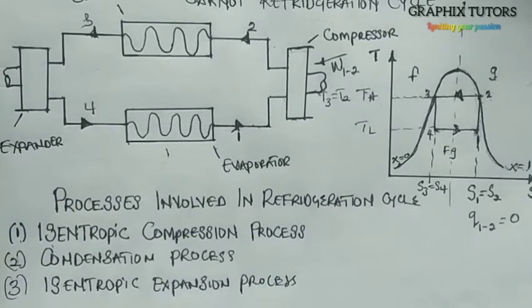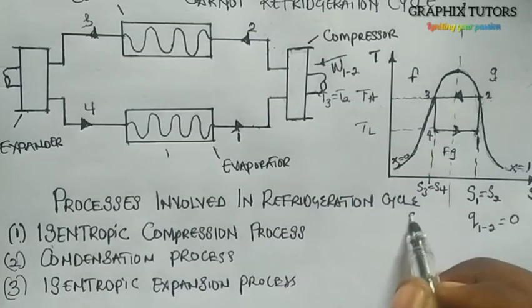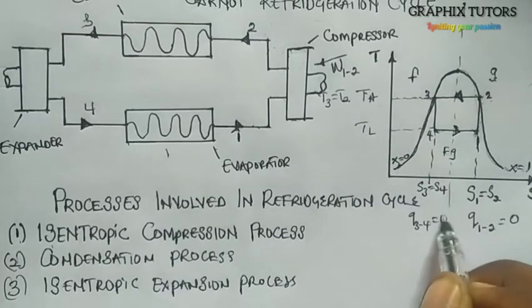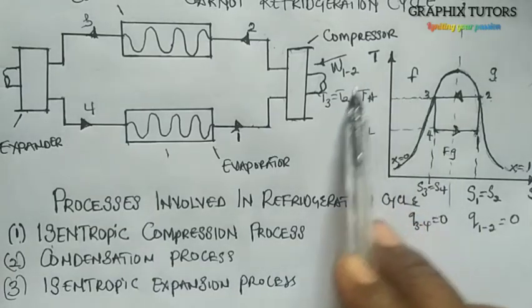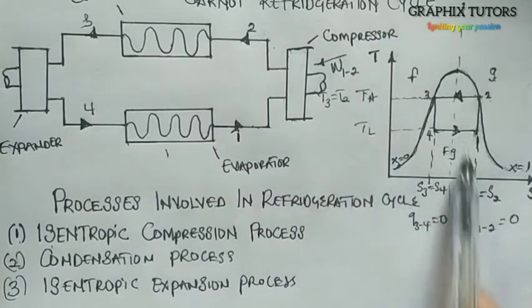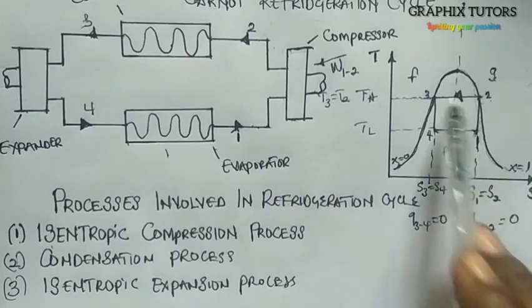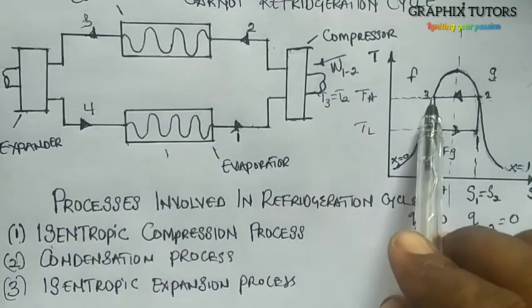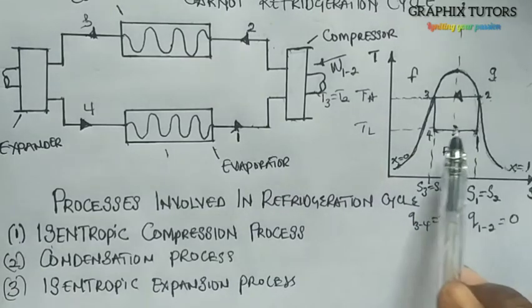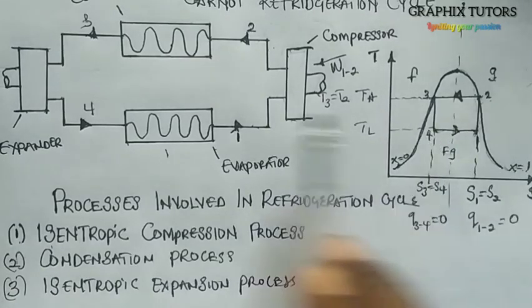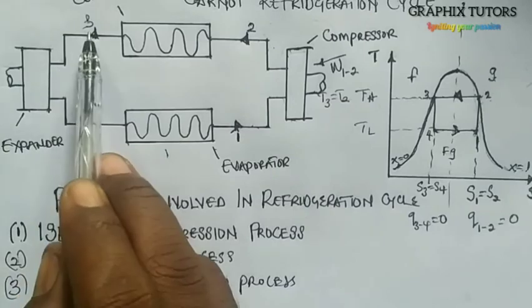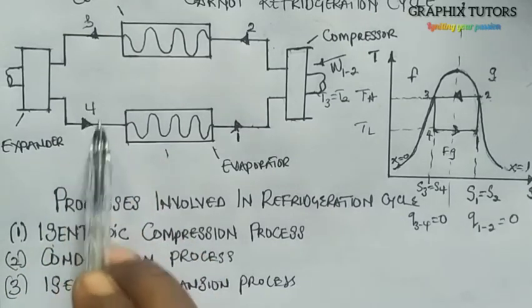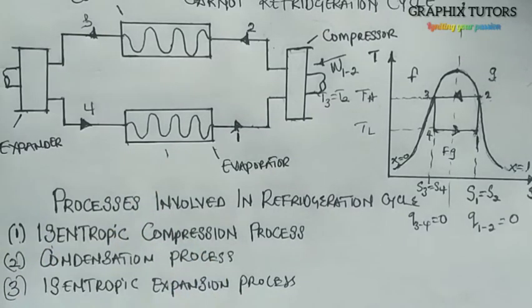Are we good? So I want you to understand that Q3 to 4 is equal to 0. So at the expander, no heat input or output. At the compressor, no heat input or output. At the expander, the entropy at the entry of the expander is equal to the entropy at the exit of the expander. The entry of the expander is state 3. The exit is state 4. Right?